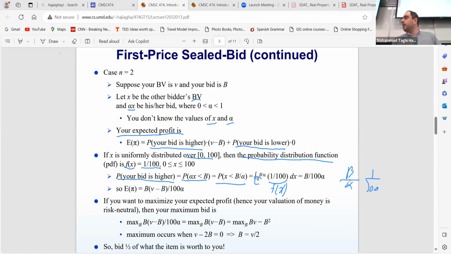So that would be beta over alpha. That is the range that you are doing it times the f of X, because it is uniform, it is 1 over 100. So that would be essentially a simple thing that you will get.